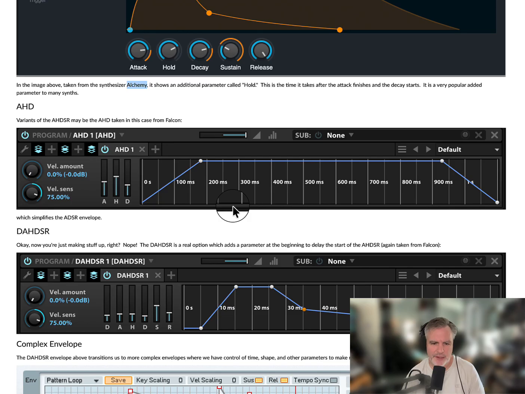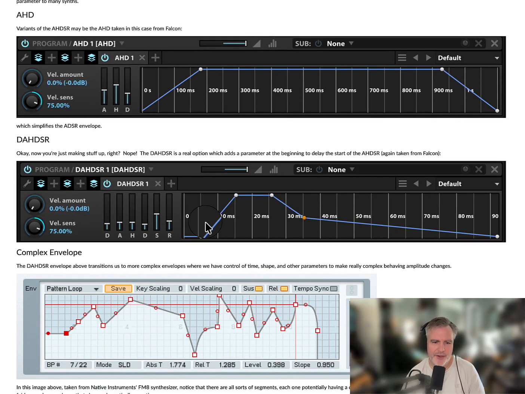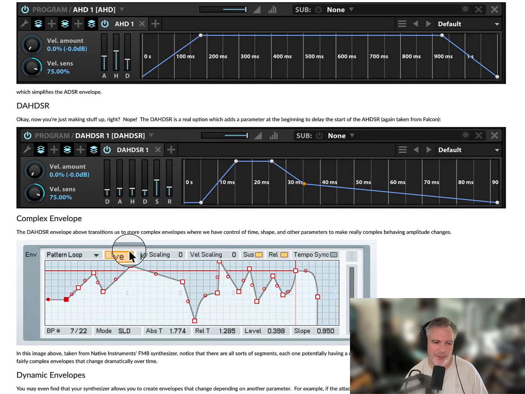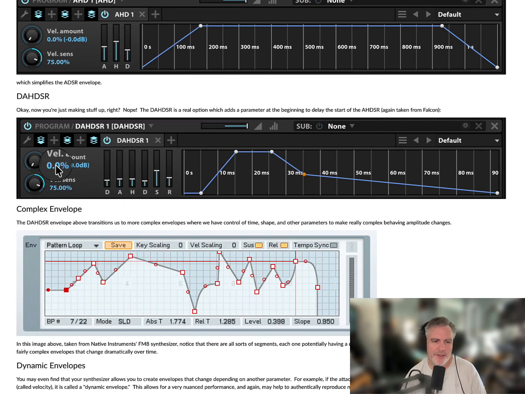Again, this is from Falcon. Falcon here again, we have a DAHDSR. And it goes down to this complex envelope from Native Instruments FM8, which looks like this, along with some of their other virtual instruments. But basically, you're getting the idea that if I have more points to define, I can make a more and more complex envelope.